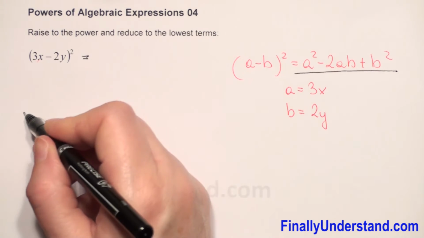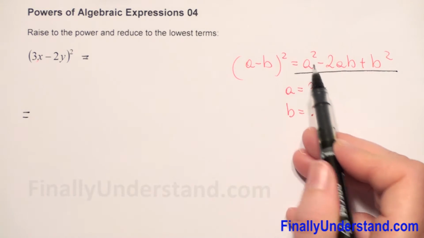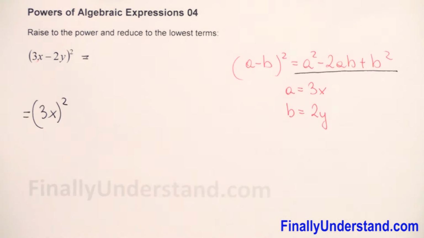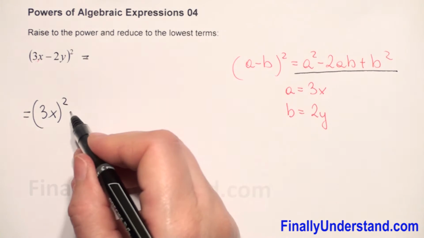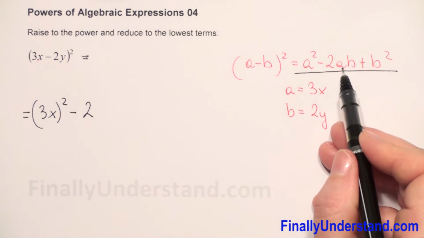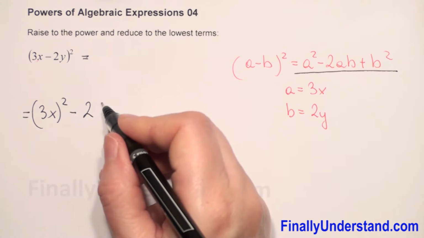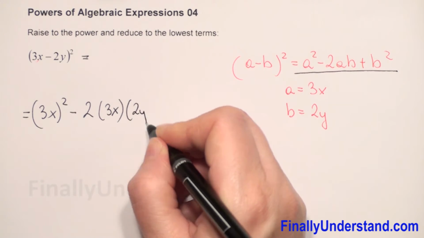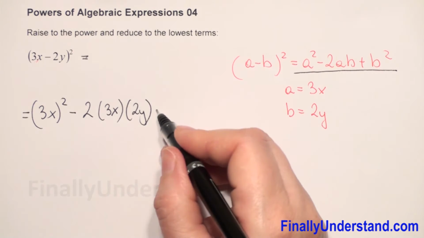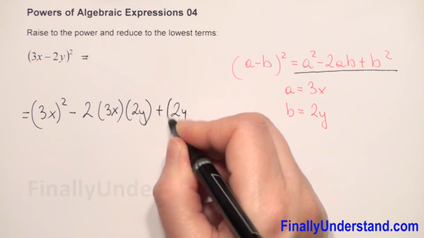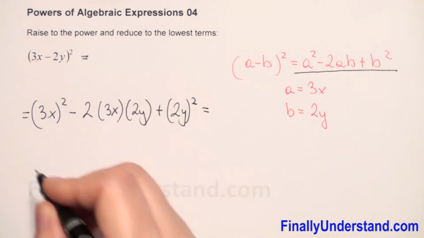So this is equal, first we have a squared, so we have (3x) to the second power. Next we have a negative sign, we copy the negative sign, we have to copy 2. And we have a times b, so we have 3x times 2y. And we have a positive sign, b squared, so we have (2y) to the second power, so this is equal.